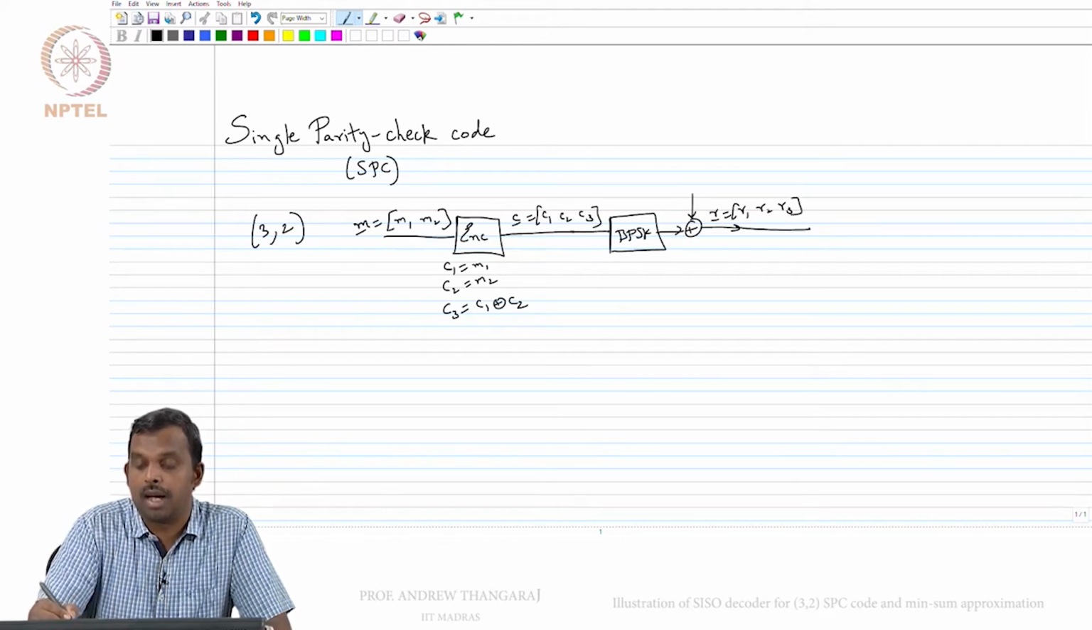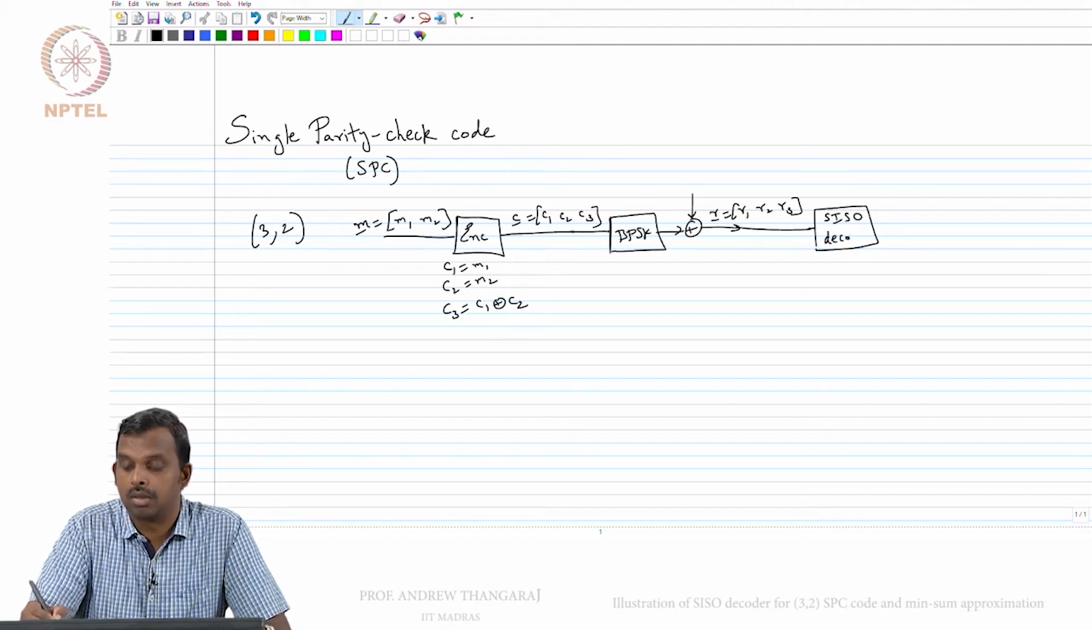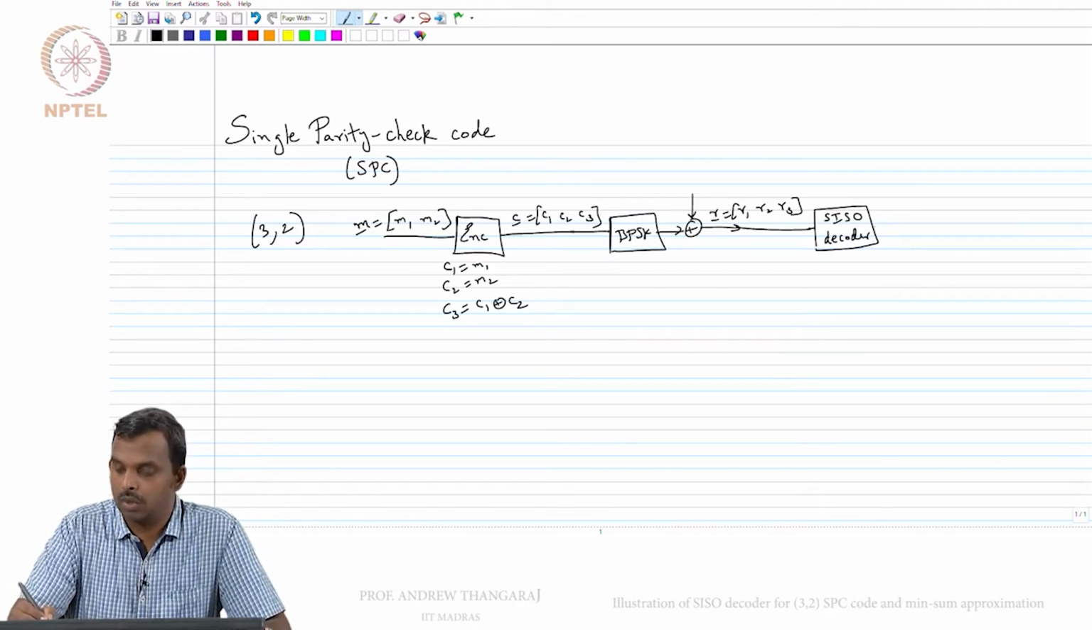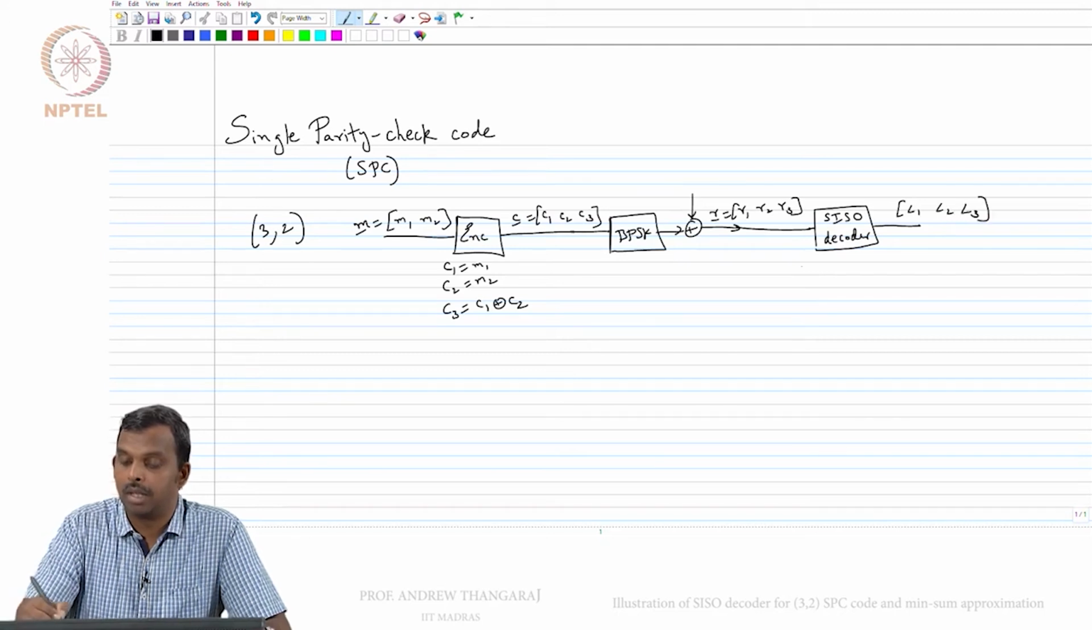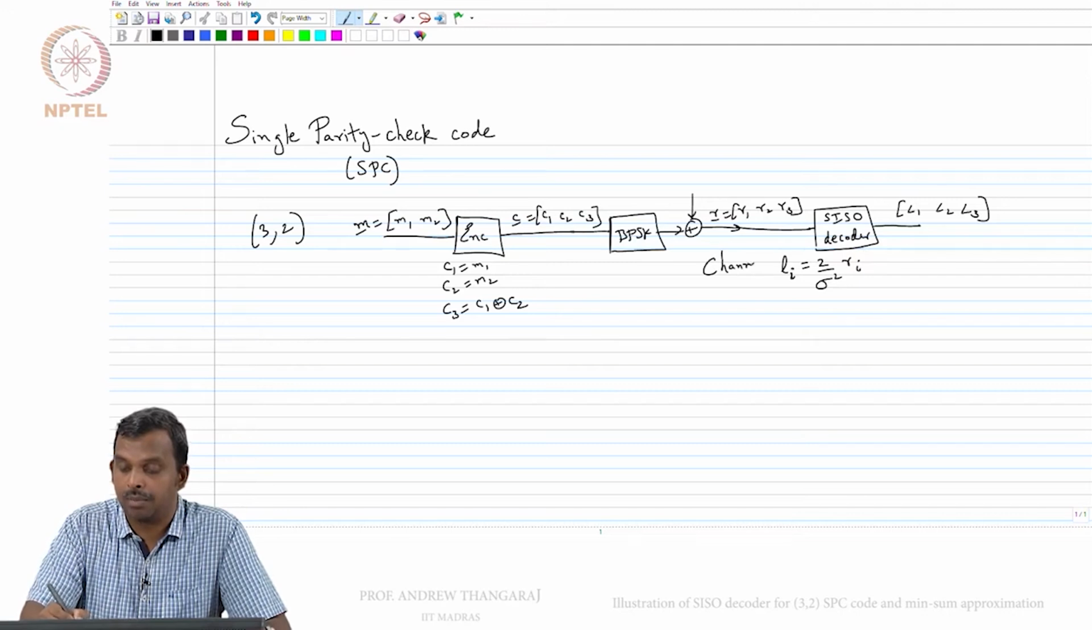You remember this R we thought of as the belief itself. The channel LLR is like the R, and then the SISO decoder produces intrinsic, extrinsic, and then the total, right? So how does that work? It produces capital L1, capital L2, capital L3. The input, small l_i, is 2 by sigma square times R_i. This is the channel LLR.